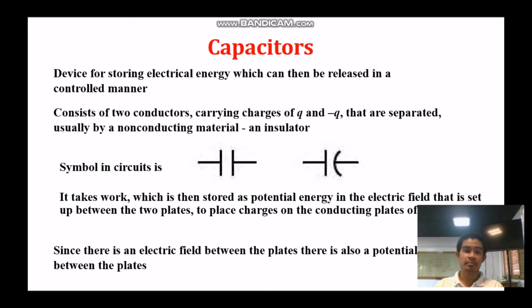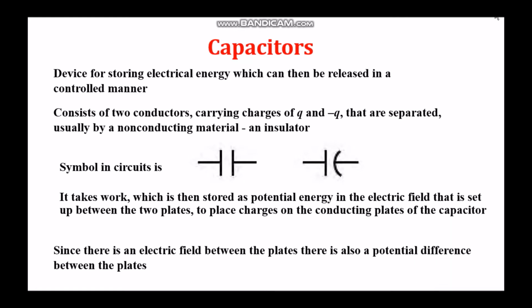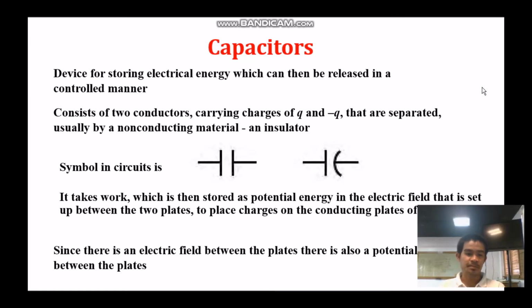Okay, so again, capacitors are devices that store electrical energy. The simplest form of capacitor consists of two parallel conducting plates. One plate is positive and the other plate is negative. It takes work, which is then stored as potential energy in the electric field that is set up between the two plates, to place charges on the conducting plates of the capacitor.